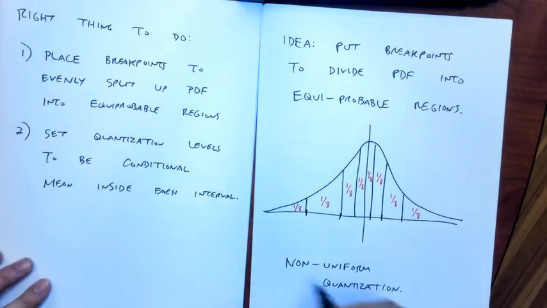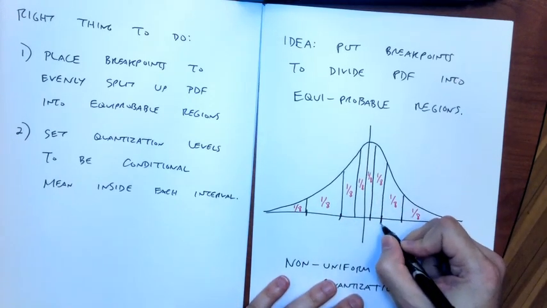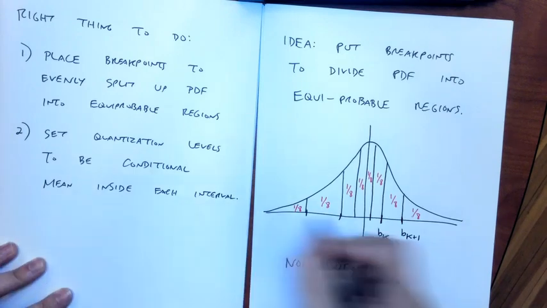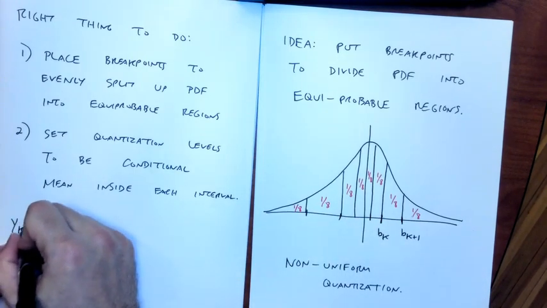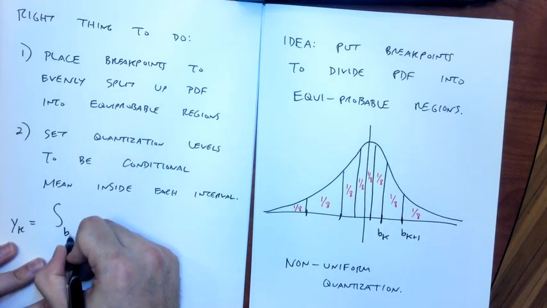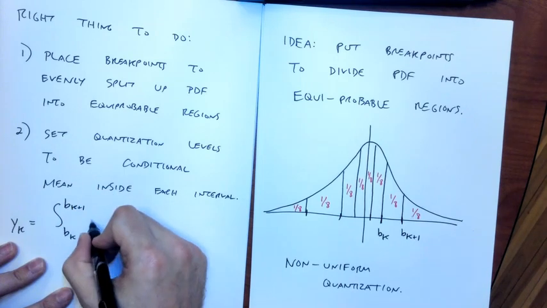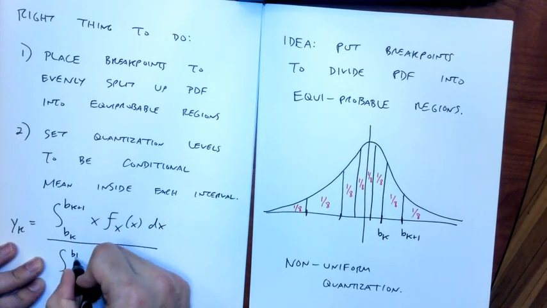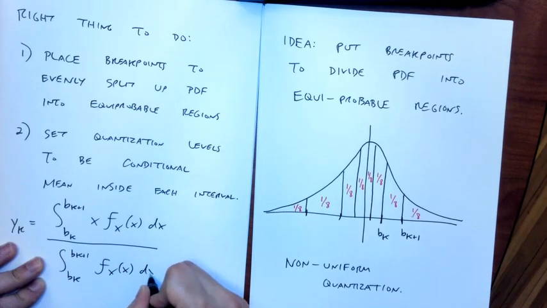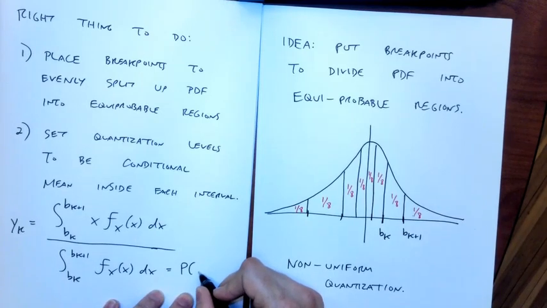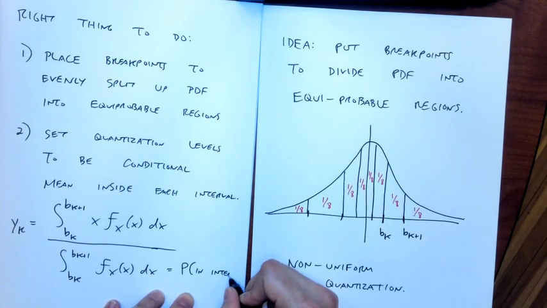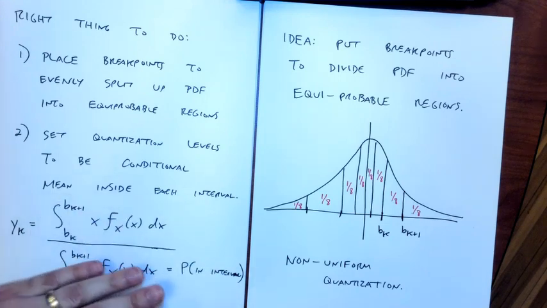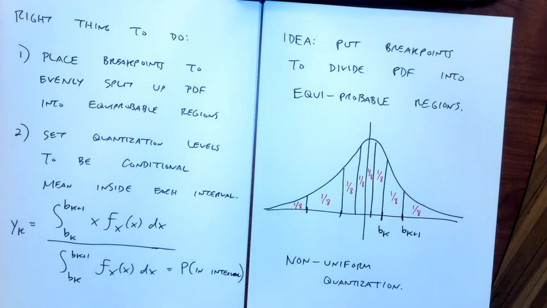Right? What I mean by that is, okay, if these are my breakpoints, say this is breakpoint k and breakpoint k plus 1, what I should do is let my reconstruction level, say y_k, equal the conditional expected value of being inside that interval, something like this. Right? The bottom is just the probability of being in this interval, and the top is the expected value over the interval, so the whole thing is the conditional mean. This is just the expected value divided by the total amount of probability, right?